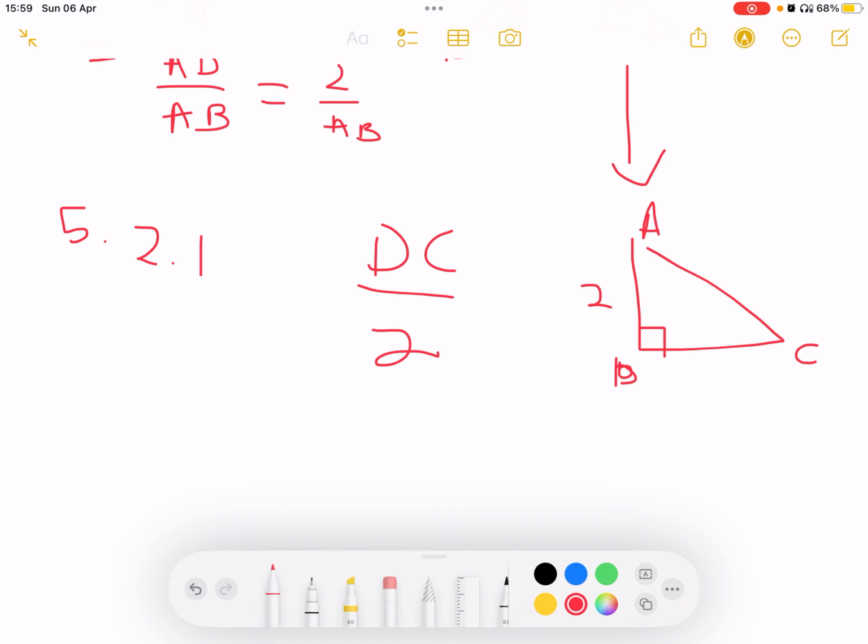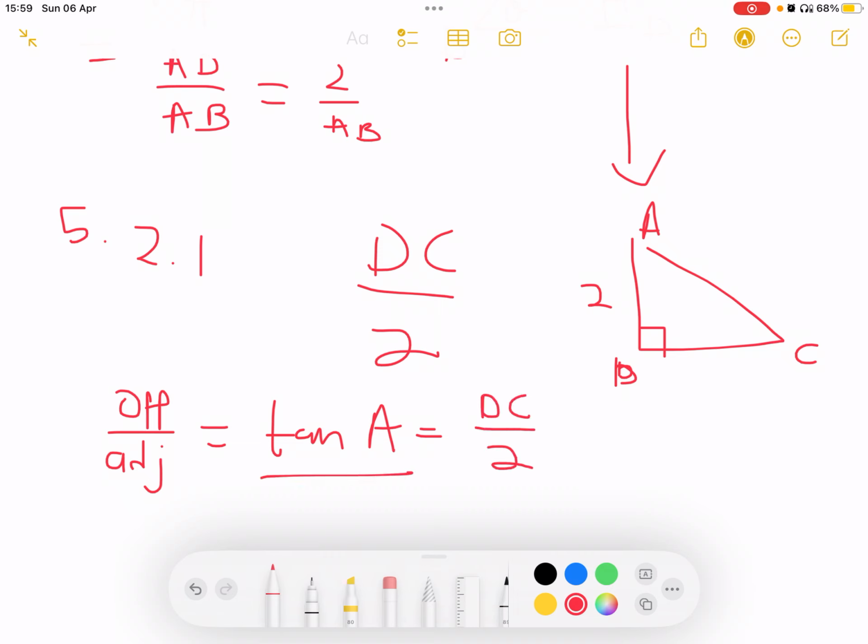Basically, it's either tan, cos, or sine of A. Now we want to find out, when you're looking from A, what is the side DC called? The side DC there, it's your opposite over adjacent. Opposite over adjacent is given by tan, and the angle there will be A. Tan of A now would be DC over 2. Therefore, that is the answer they're looking for.